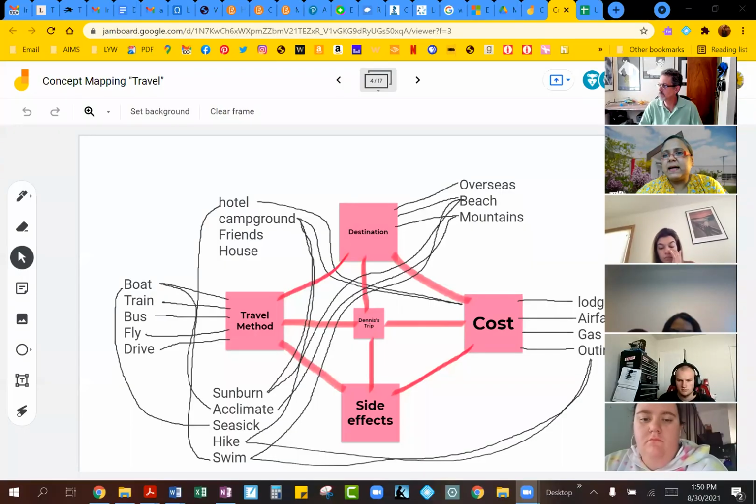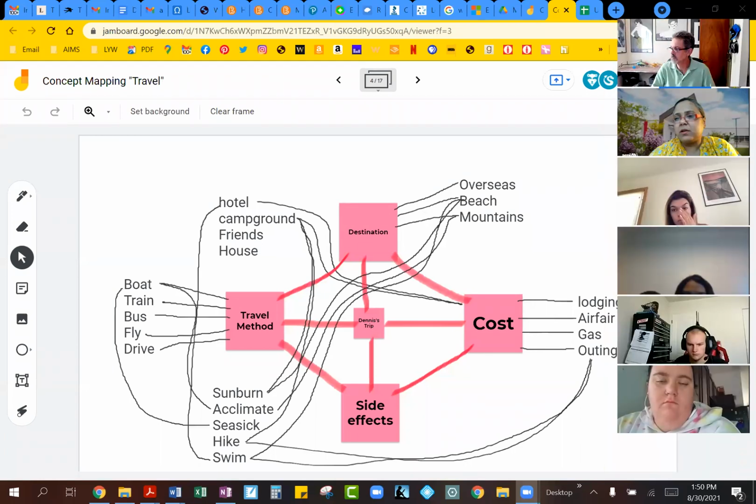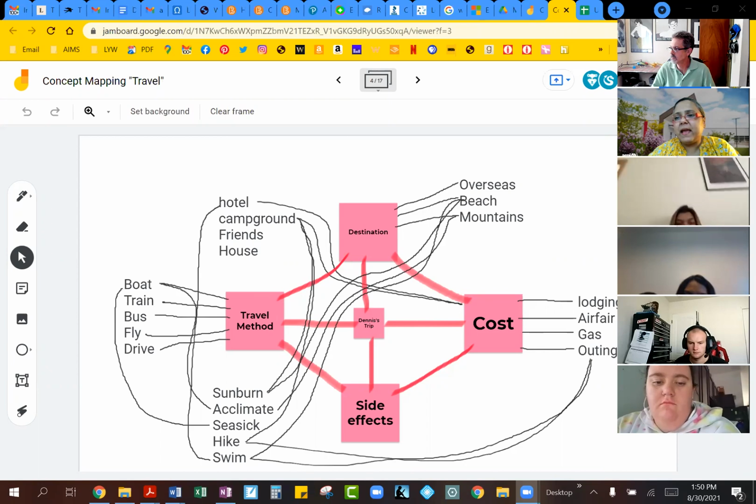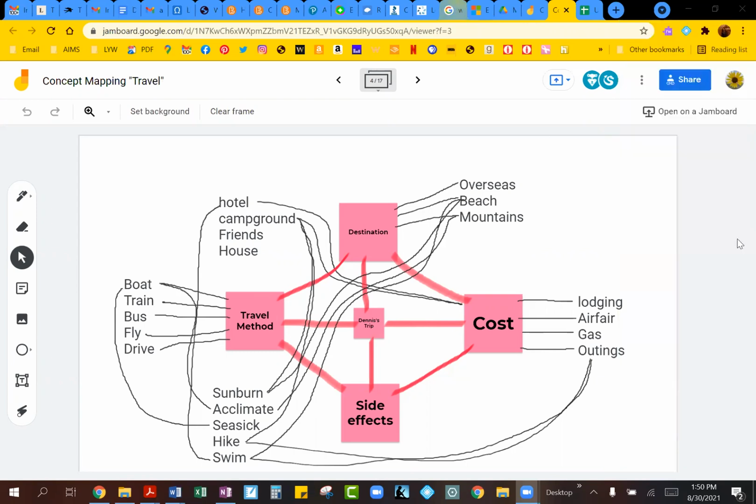Okay, so this is Dennis's concept map that we are looking at. And you can see how he's basically used like 4 main areas to define the different terms. So we have cost, the side effects of traveling, travel method, and the destination. So under the cost, we are looking at the cost for lodging, airfare, gas. If you're going to go and do some outings, look at whatever entertainment you might be interested in.